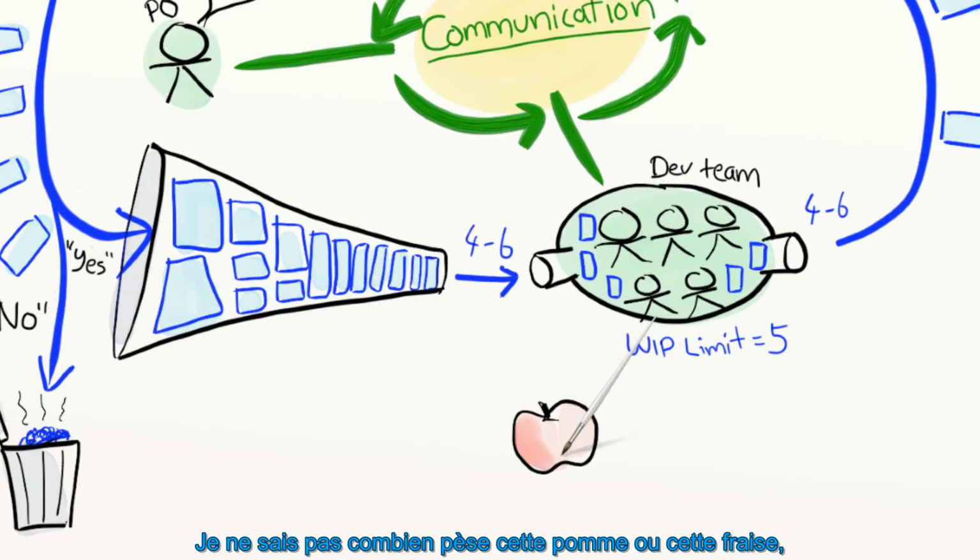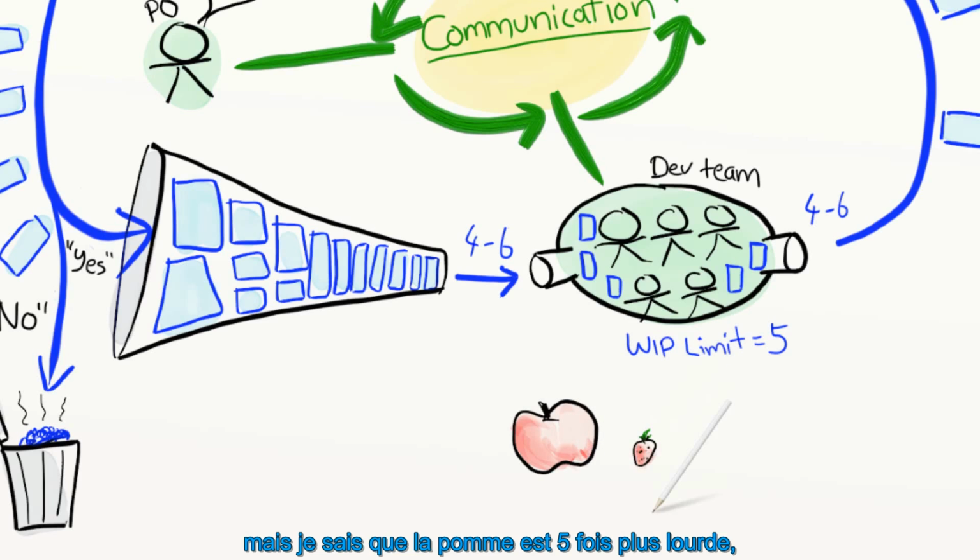I don't know what this apple weighs, or that strawberry, but I'm pretty sure that the apple weighs at least 5 times as much, and that the strawberry tastes better, to me at least. And that's all Pat needs to know in order to prioritize the backlog. It's pretty cool that way.